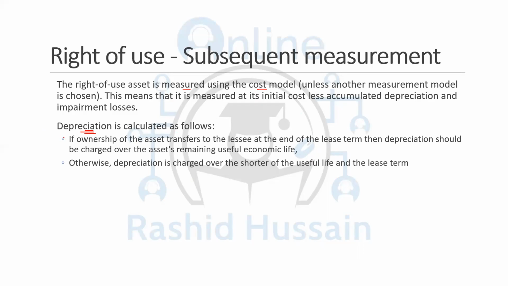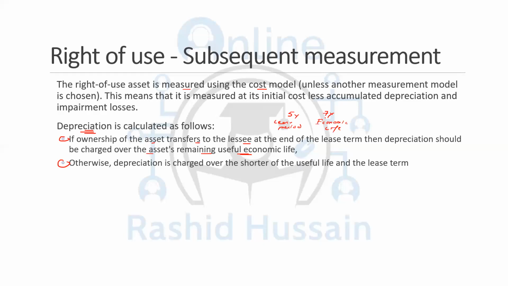So for depreciation, we have two important points. If the ownership of the asset transfers to the lessee at the end of the lease term, then depreciation should be charged over the asset's remaining useful economic life. Now, for example, the lease period is 5 years, and the economic life is 7 years.